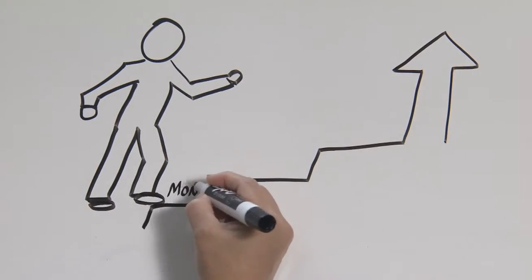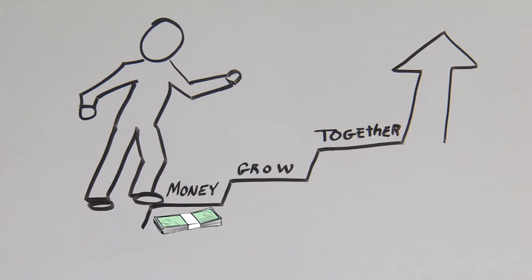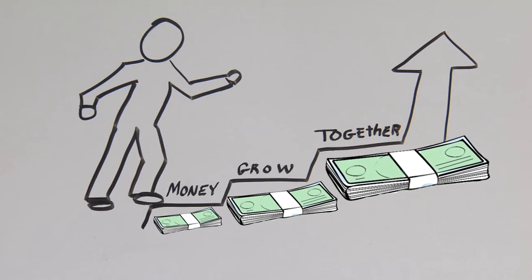Having financial goals, a plan for meeting them, and a way to monitor and track my progress is the best way for my money and me to work together, stay together, and hopefully grow together.